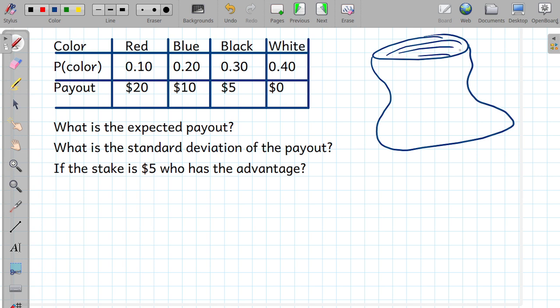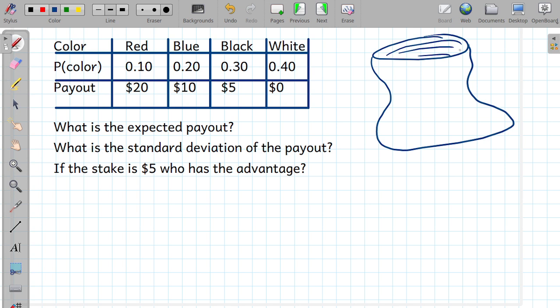And if you reach into the bag and pull out a red marble, you win $20. You have a 10% chance of that happening. If you pull out a blue marble, you win $10, and you have a 20% chance of that. Black has a 30% probability, and you win $5, and there's a 40% chance that you grab a white marble, in which you lose your stake. You win nothing. We're going to figure out two quantities, and then we're going to ask a conceptual question.